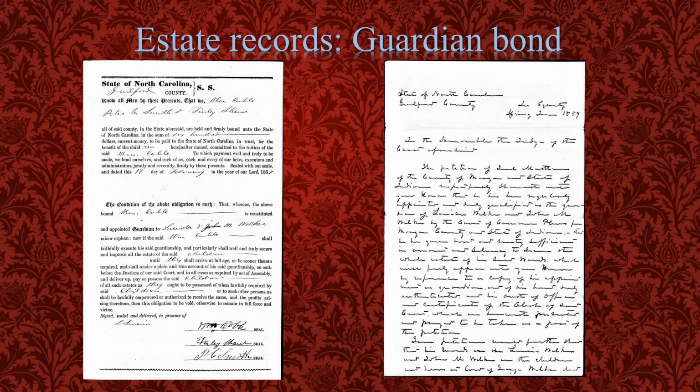The old guardian, William Coble, would have to turn over their assets, along with a full report of his administration. This application documents that the family moved between 1857 and 1859, which is important information.